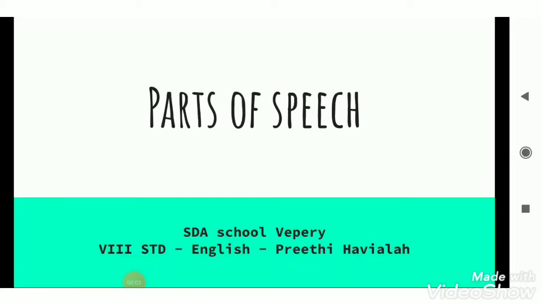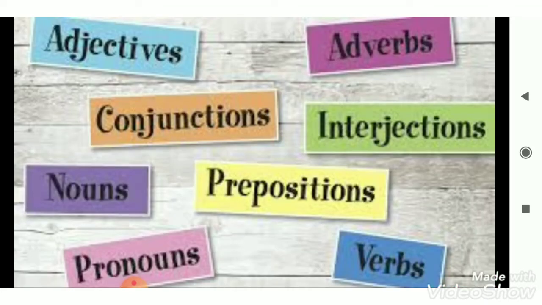In today's class, we're going to deal with the grammar topic parts of speech. These are the different kinds of parts of speech. Before knowing the kinds, let's know what a part of speech is. Parts of speech basically help us identify the word to use in the correct sentence, basically to make a sentence meaningful or a correct sentence.